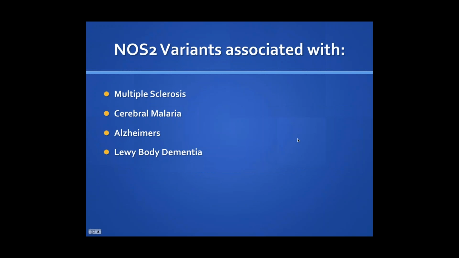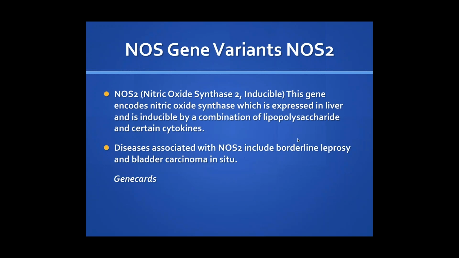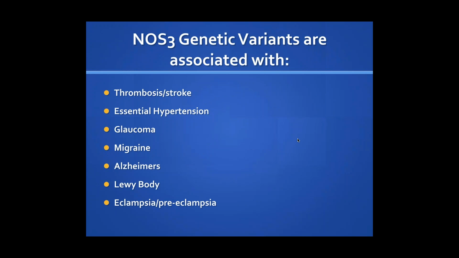These nitric oxide synthase variants, this NOS2 specifically, is associated with multiple sclerosis, cerebral malaria, Alzheimer's, and Lewy body dementia. This gene encodes nitric oxide synthase, which is expressed in the liver and is inducible by a combination of lipopolysaccharides and certain cytokines. Borderline leprosy and bladder carcinoma in situ are associated with that variant. The NOS3 variant is more the cardiovascular kind of stuff: thrombosis and stroke, essential hypertension, glaucoma, migraines, Alzheimer's, Lewy body dementia, and eclampsia and preeclampsia issues.